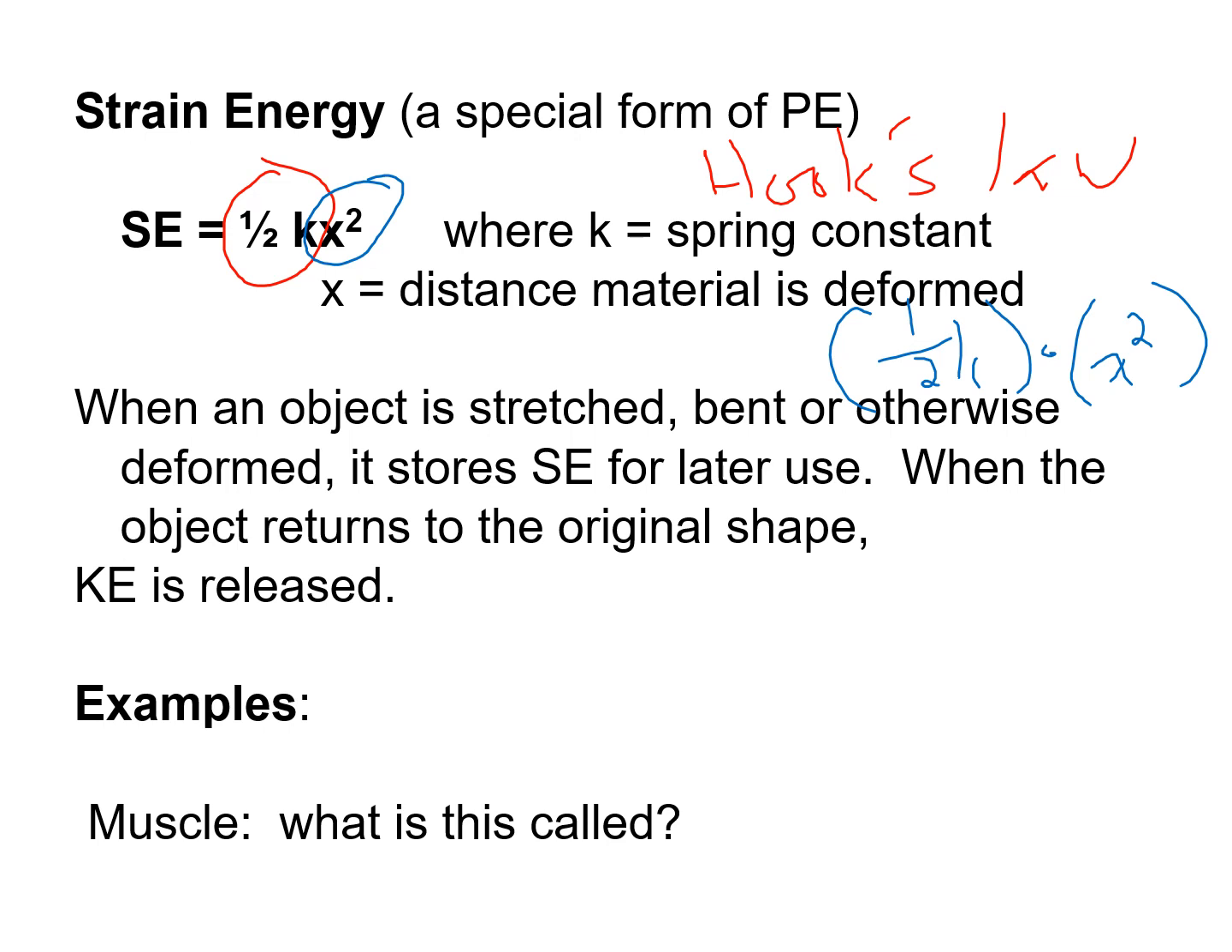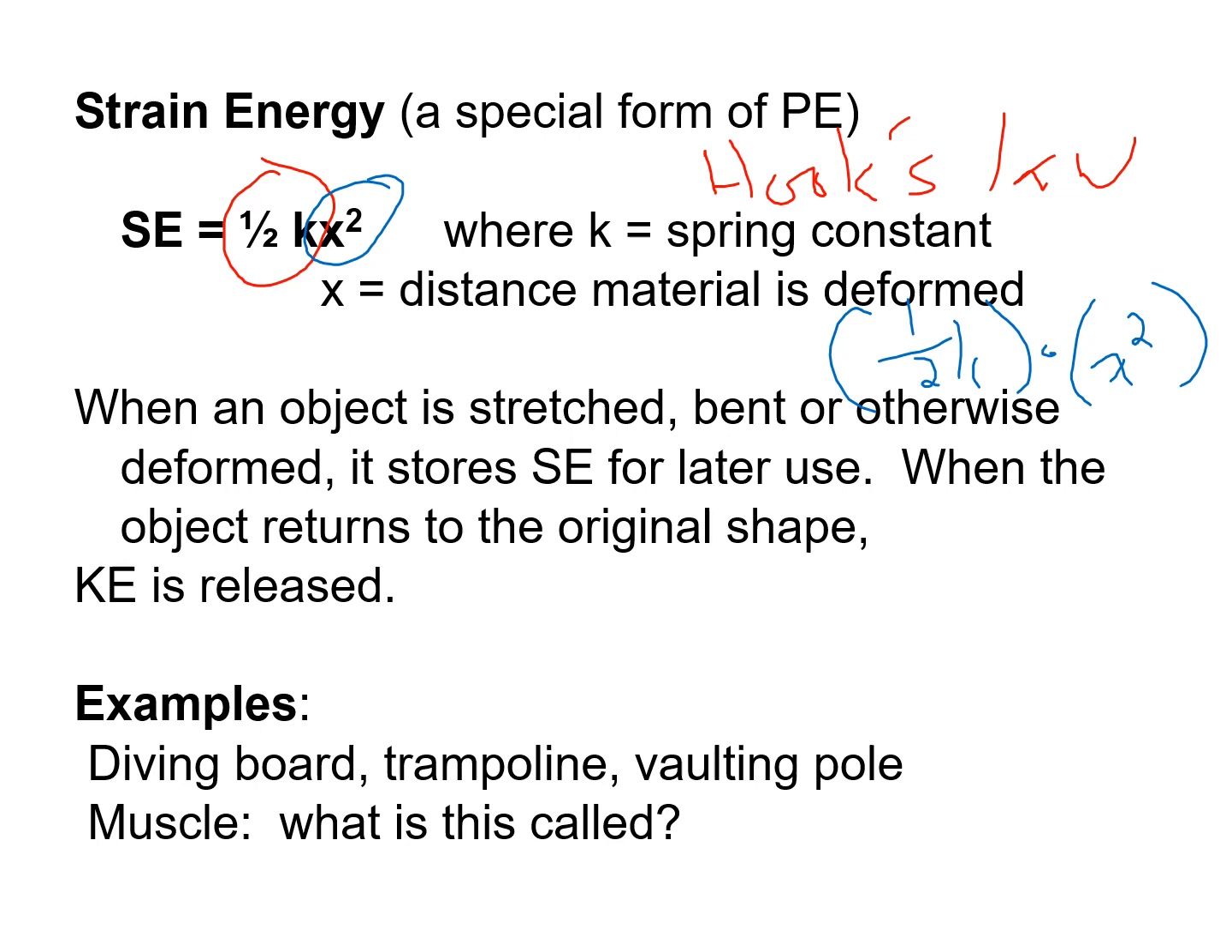Once again, think of the baseball pitcher leaning back to start his pitch. He's storing that strain energy, and then when he goes into the forward motion of delivering his pitch, that strain energy is converted into kinetic energy and added to the kinetic energy being created by the forward movement of his arm.